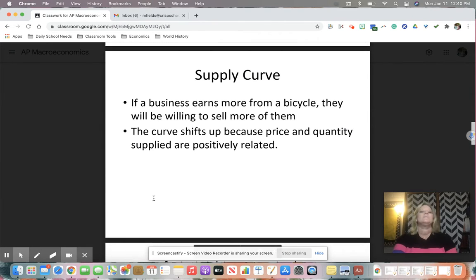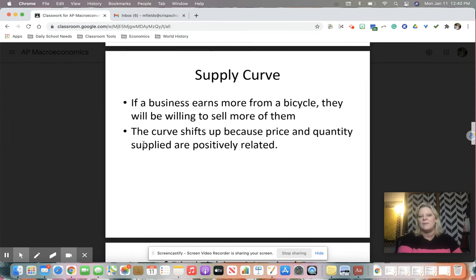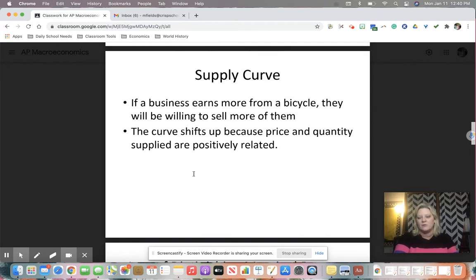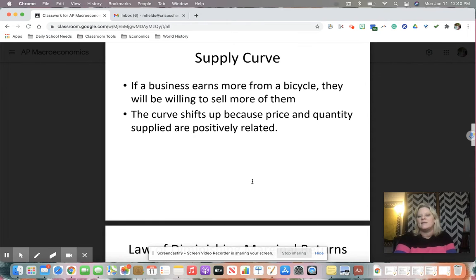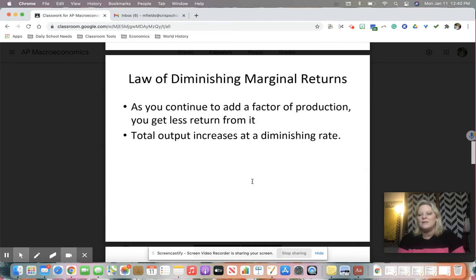All right, so this is kind of what we just said. If you can earn more money from a bicycle, you will want to sell more bicycles. So the supply curve slopes upward in a positive direction because they are positively related to each other. And the reason that they are positively related is because of the law of diminishing marginal returns. If you add factors of production over and over again, your output is going to increase at a diminishing rate.